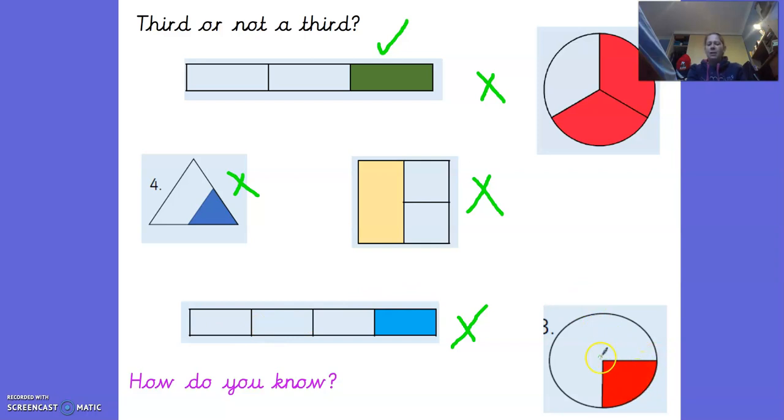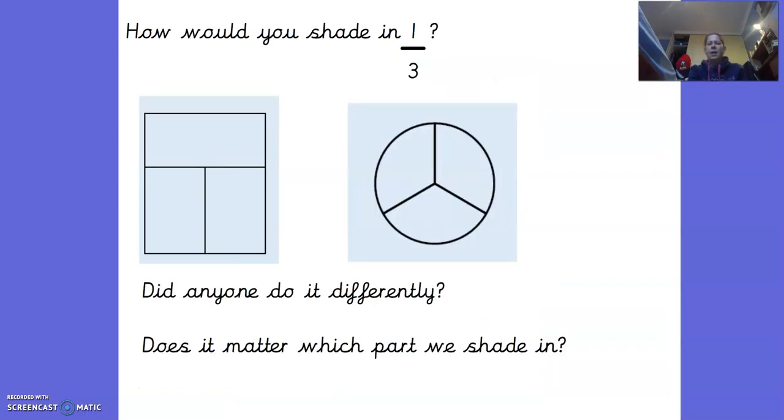And the last one here. Oh, you might be thinking, if I draw more lines, a bit like this one, can I make it a third? My lines won't be very equal because I'm not using a ruler, but I'm going to show you. Okay, so actually, that one is also a quarter, not a third. Okay, how would you shade in a third?